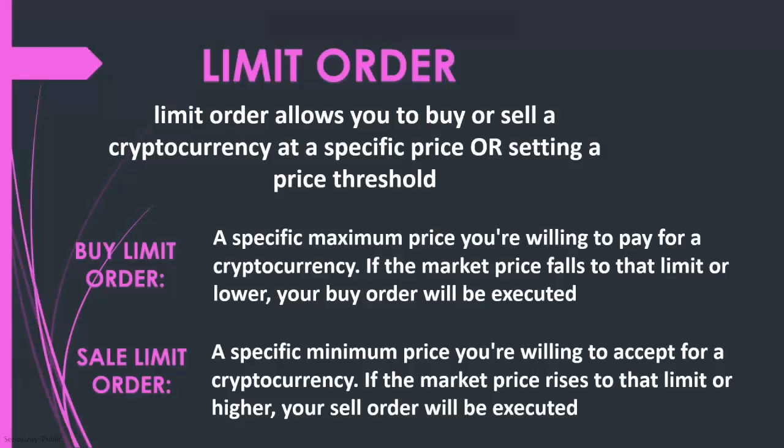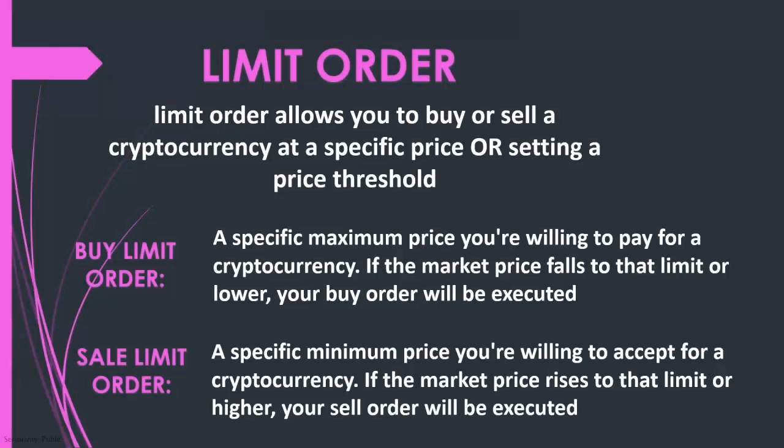A limit order allows you to buy or sell a cryptocurrency at a specific price, or by setting a price threshold. We have two types of limit order: the buy limit order and the sell limit order. In a buy limit order, you set a specific maximum price you are willing to pay for a cryptocurrency. If the market price falls to that limit or lower, your buy order will be executed.